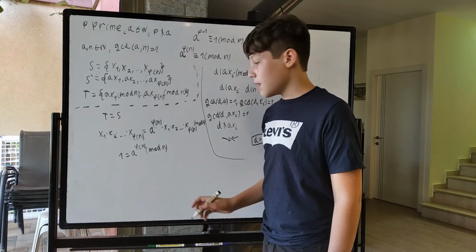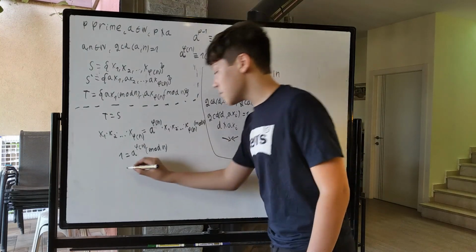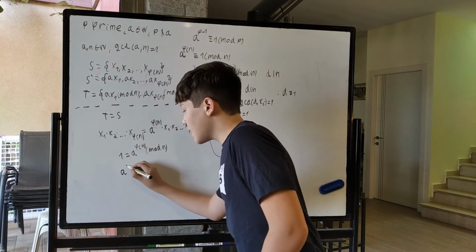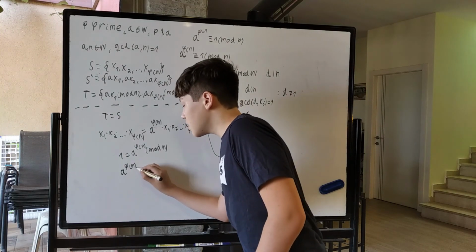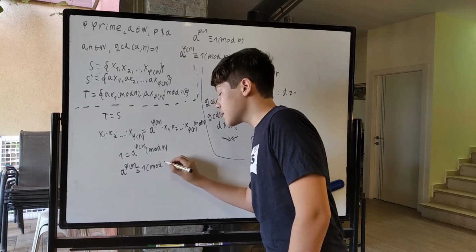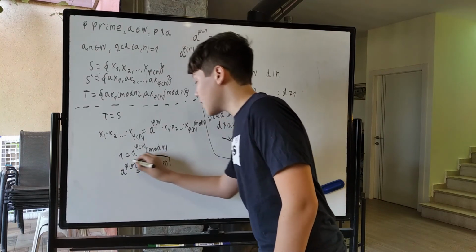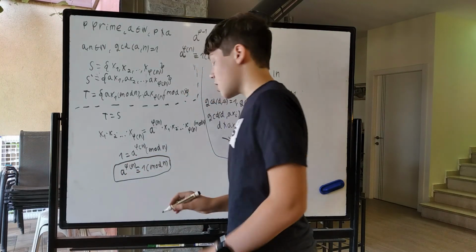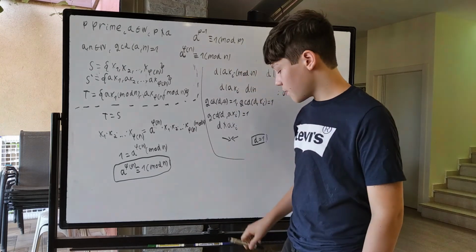which means a to the phi of n mod n is 1, meaning that a to the phi of n is congruent to 1 mod n. And that finishes off our proof.